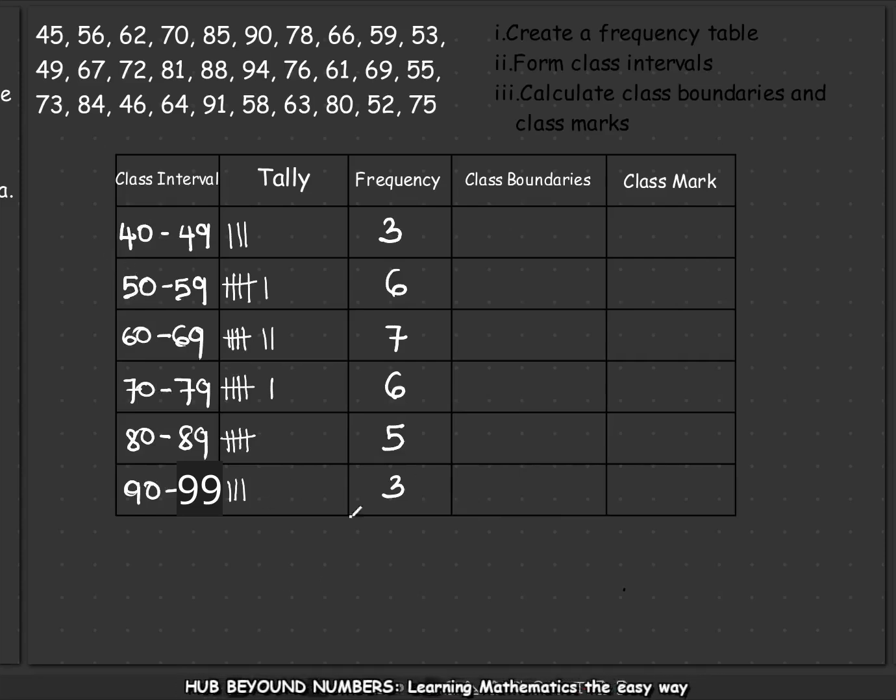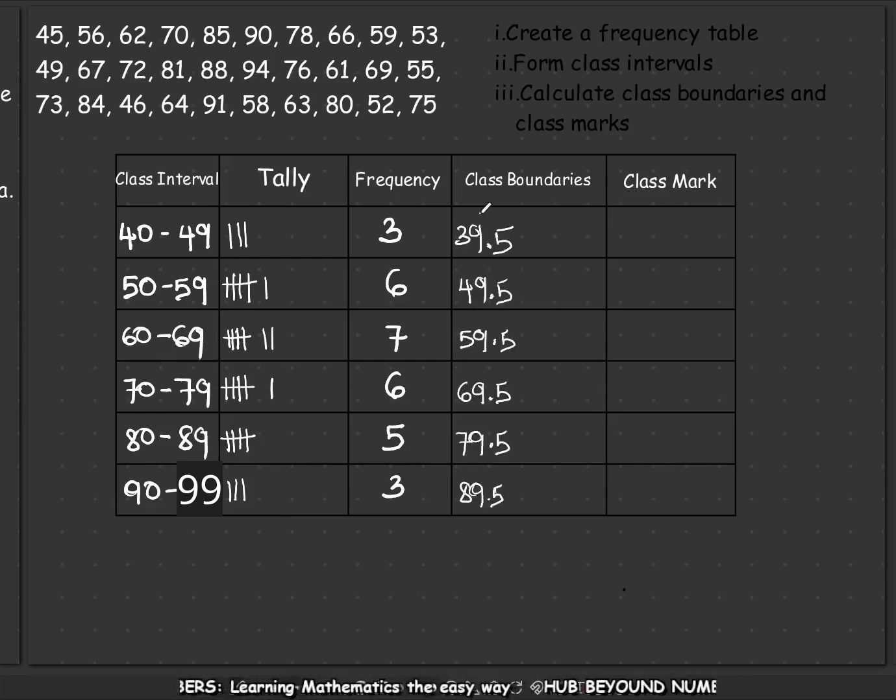You see? So let's quickly do that. That is 40 minus 0.5. That gives us 39.5. You see? So we have our 39.5. Then 50 minus 0.5. That also gives us 49.5. You see? So we can continue, or we have 59.5 over here. If you follow the same procedure, this is what you are going to get for all of them, right?